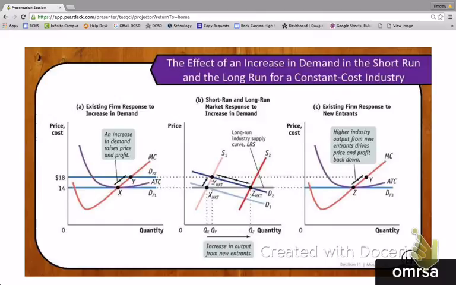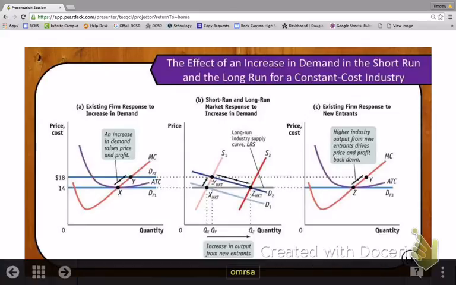So the overall quantity in the market has increased in the long run, but for the individual firm, they're back to a normal profit. They only have economic profits in the short run.